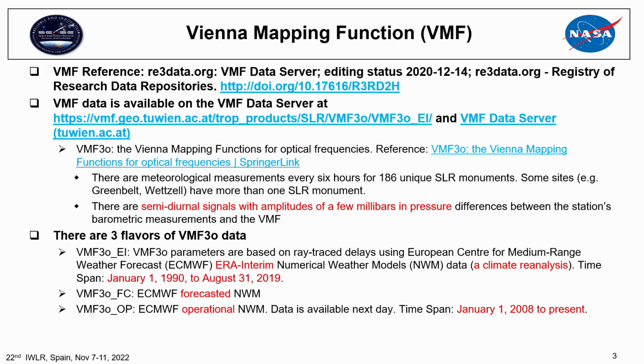And then there's another flavor that's forecasted using numerical weather models. And there's a third type of operational numerical weather models. Data is available the next day. And the time span of this is January 1, 2008 to the present. So I compared this flavor of data to this flavor of data for the time in common between the 2 data sets. And then I also compared this data to the barometric data from a number of our stations in the ILRS network.